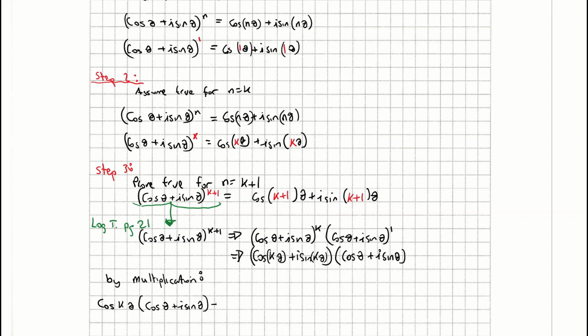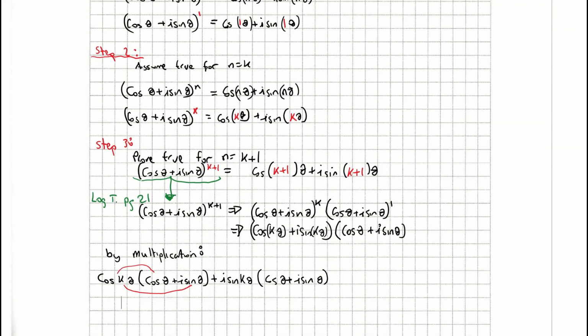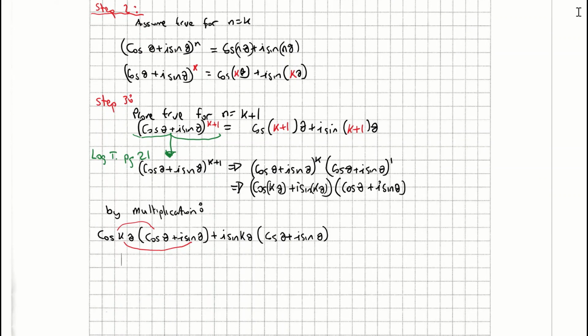And then the second term, which is I sine k theta times cos theta plus I sine theta. So that's my second bracket. So I'm expanding the brackets there. I'm now going to multiply in. So I'm just using arrows to indicate multiplication. And it'll look a little bit tricky, but trust your algebraic skills now from here on in.